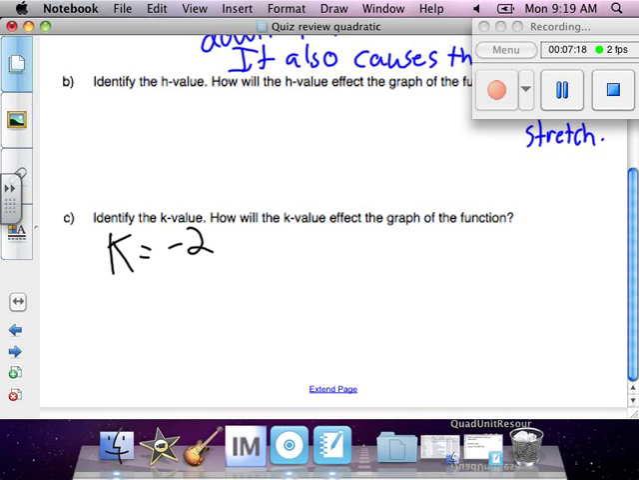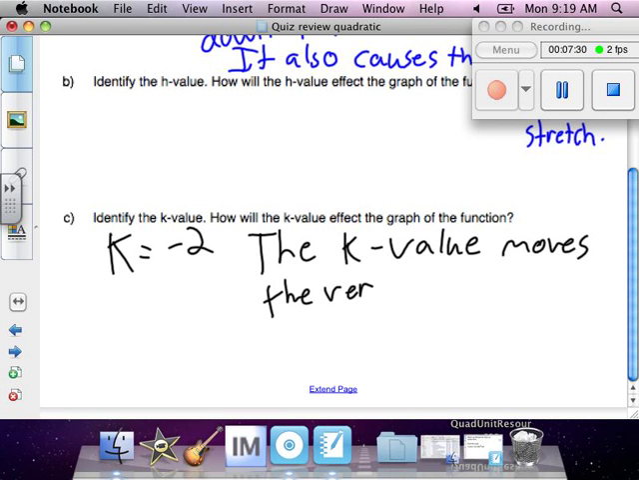2. The K value moves the vertex down 2 spaces. So I think you should be able to answer B if you know this. And we will go over the answers to 1, B, and the other one we're going to do before we take our quiz.